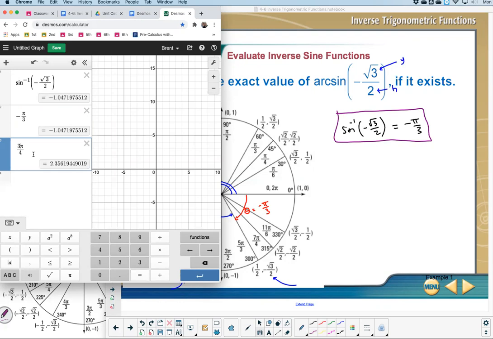We said the possible options were 4 pi over 3 and 5 pi over 3. You can see those decimals do not match up, but these two do. So the answer would be negative pi over 3.